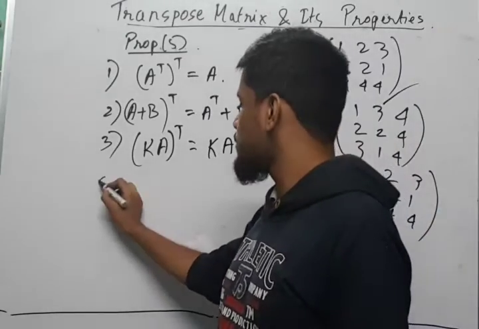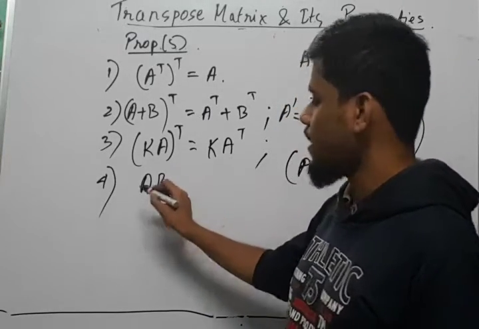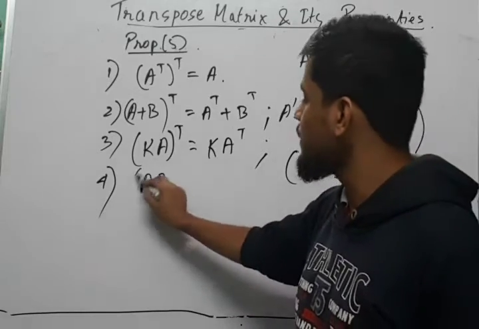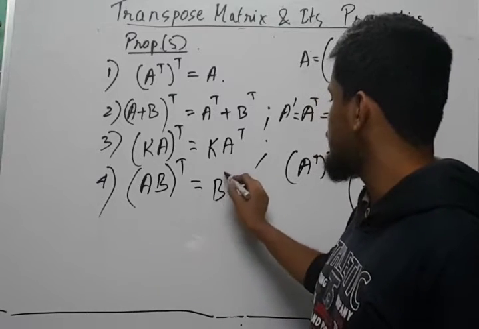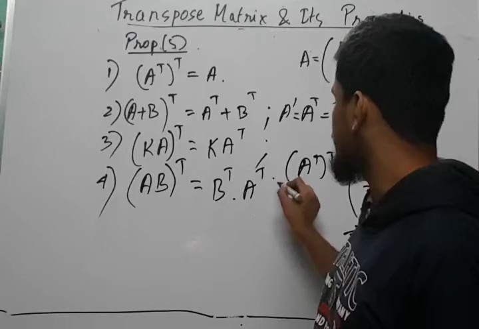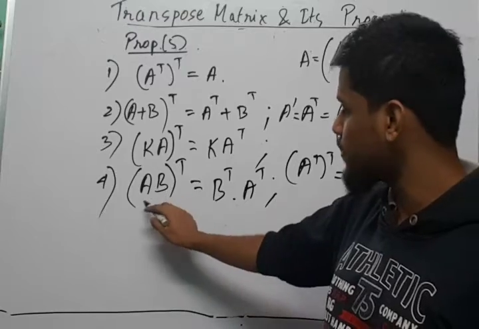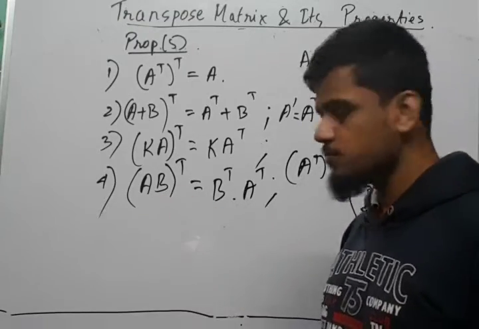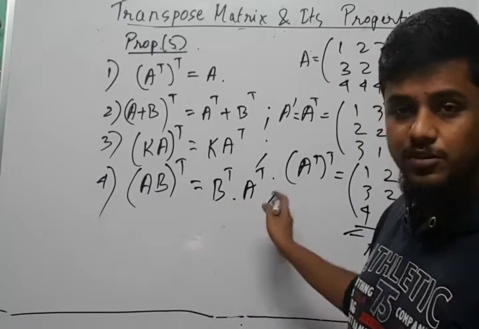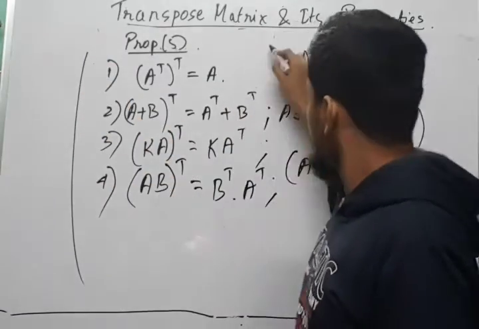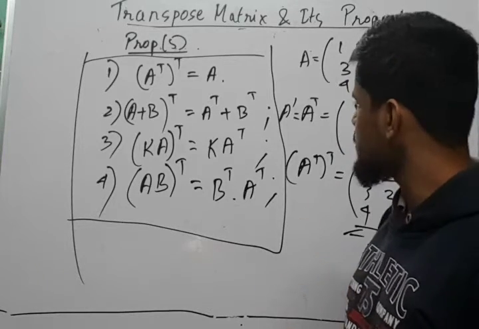And the last property that we need to talk about is what happens if we have two matrices, suppose A and B, and the product of those two matrices is given by AB, and then we take the transpose of this matrix. The resultant will be given by B transpose into A transpose. The only thing that you need to ensure is that the orders of A and B must be conformable so that matrix multiplication is possible in this case. If that is ensured, then the transpose of the product of two matrices is given by B transpose into A transpose. So these are the various properties which are associated with the transpose matrix.